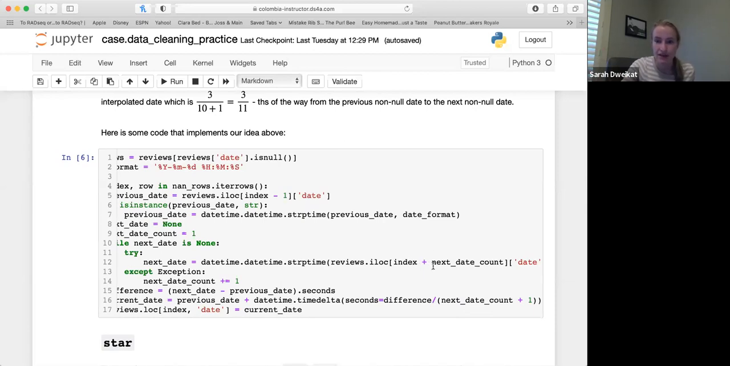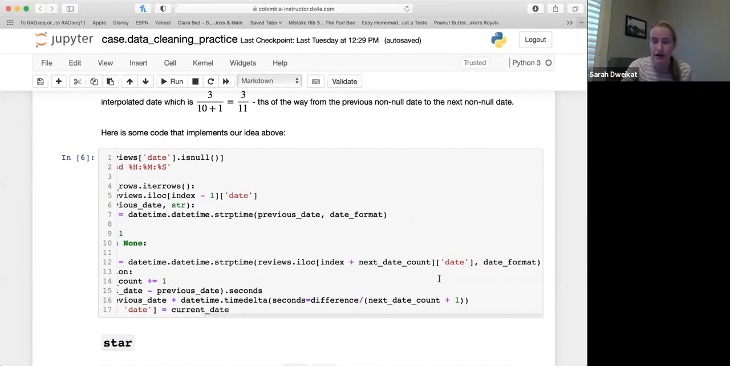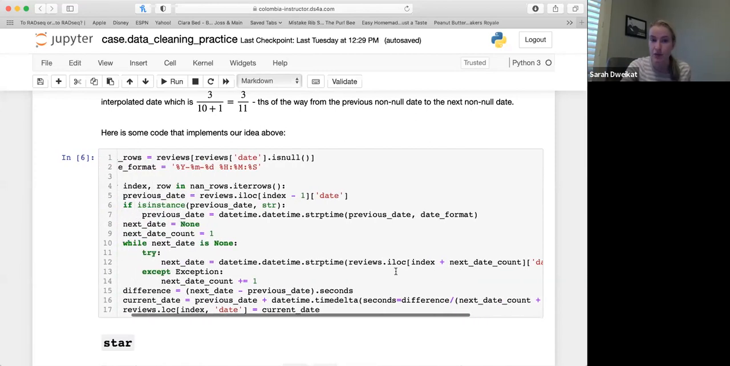So we have index and next date count, which up here we defined as 1. Here we looked at index minus 1 for the row above. We want index plus 1 for the next row, and we want to convert that to date time. So it's looking to see, is there a string there? Can we convert that string down below to date time? And if so, then we can keep moving, we can ignore this.